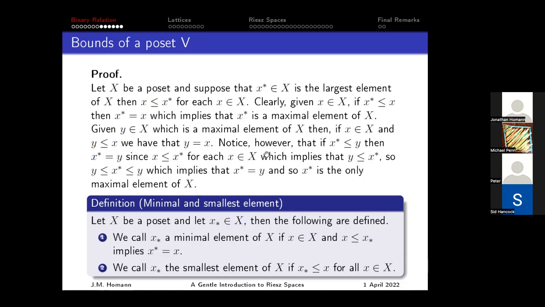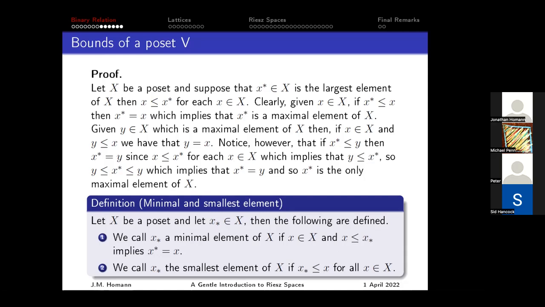So we have shown that the largest element of a poset is a maximal element of the poset, and it is unique. We now look at pretty much the opposite, a minimal element and a smallest element. If X is a poset, and we let x star be in X, then we say that x star is a minimal element of X if little x in X and x dominated by x star implies that x star is equal to x. And we say that x star is the smallest element of X if x star is dominated by little x for every x in the poset X.